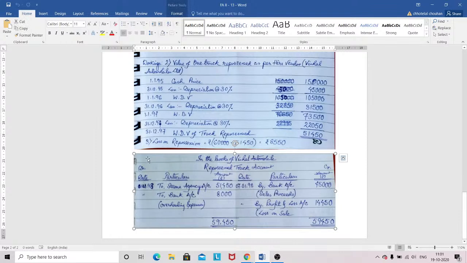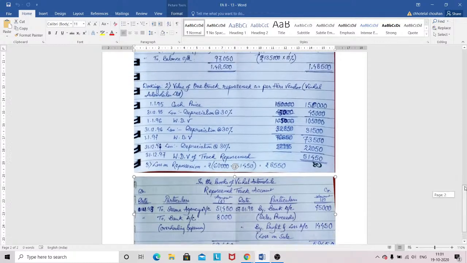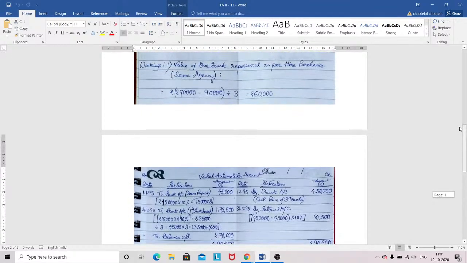So this is the new inclusion, the repossessed truck account. This repossessed truck account is based on the value of the truck repossessed and some expenses the hire vendor might incur. The total expenses are to be compared with the sale proceeds. Whatever the difference, it will be either profit or loss. So the loss on sale is your 14,450. So this is the end of repossession.